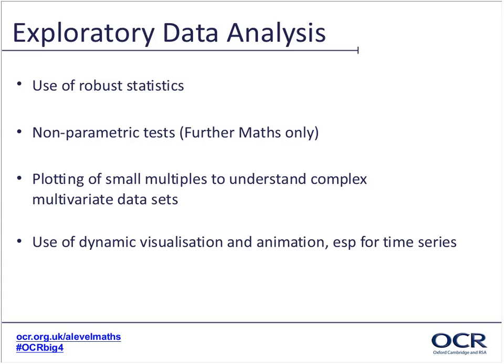Non-parametric tests are worth picking up on the way through. I've put in brackets further maths only. That's because there aren't any non-parametric tests within AS maths, but certainly within the OCR spec we have chi-square tests, we have Spearman rank, and we have Wilcoxon signed rank tests and so on. Perhaps I ought to have included distribution-free, of course, because Spearman rank is really a distribution-free test. It doesn't make any assumptions about the underlying distributions.